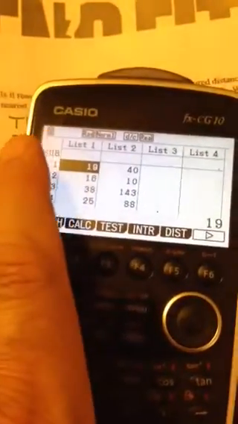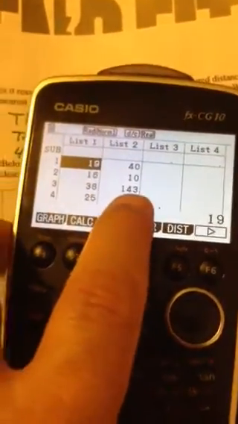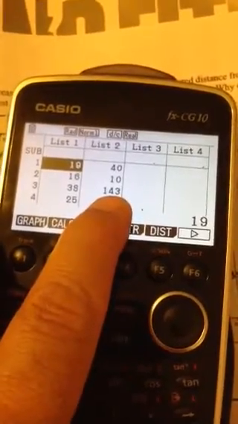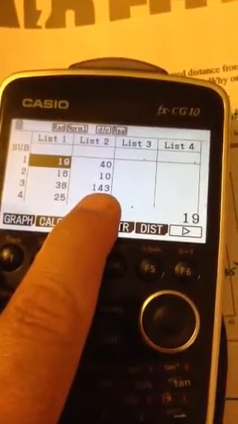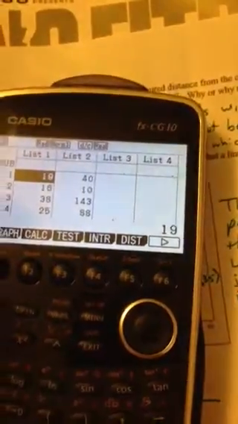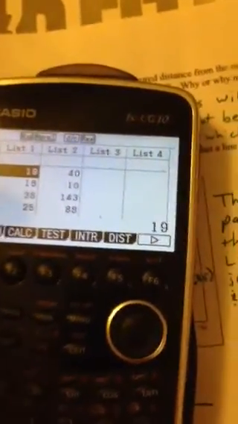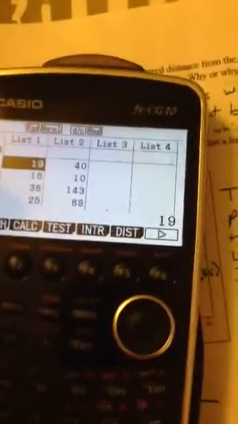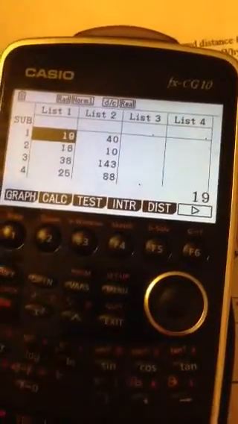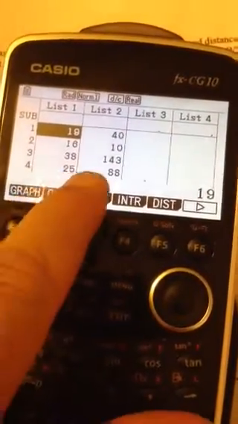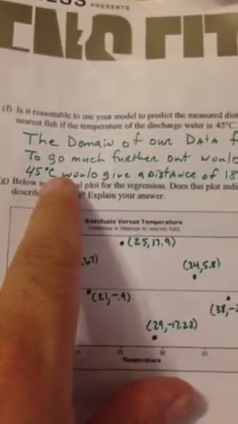If I'm asking them to go to 45, notice 143 meters. Well, a football field is 100 yards. So if you think about meters versus yards and how close they are to each other, well, if you plug in 45 here, you're going to get about 185 meters, and that's what I did. I went and predicted 45 degrees.